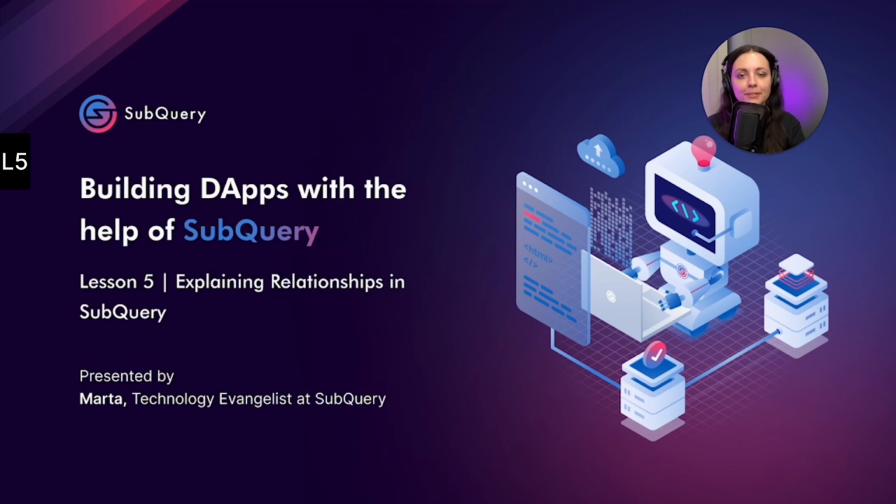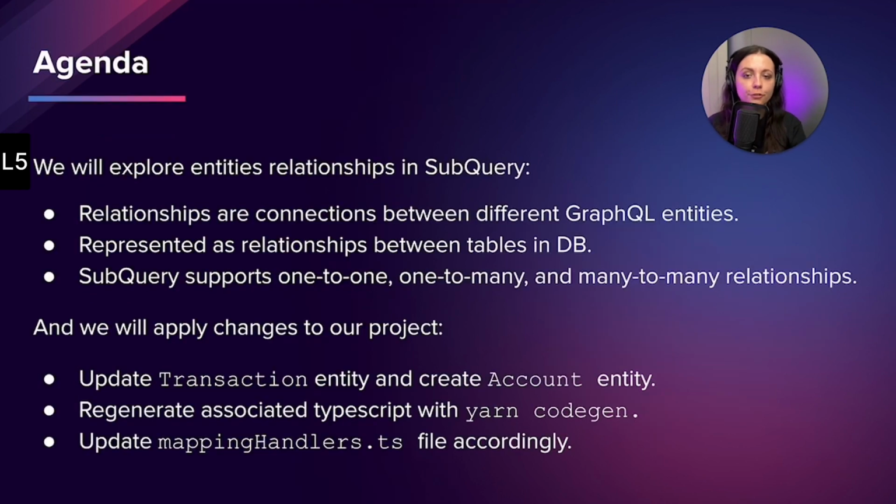In this lesson, we will spend some time discussing different entity relationships in SubQuery and then changing our project. So let's jump in. Relationships are connections between different GraphQL entities, and they are represented as relationships between tables in a database. Every entity is a reflection of a table in the database, and relationships are relations between those tables. SubQuery supports one-to-one, one-to-many, and many-to-many relationships, and we will adjust our project in order to add a many-to-many relationship.